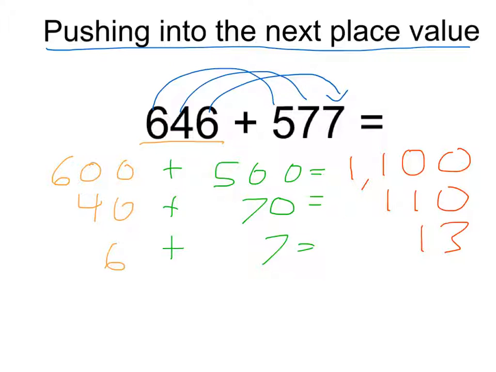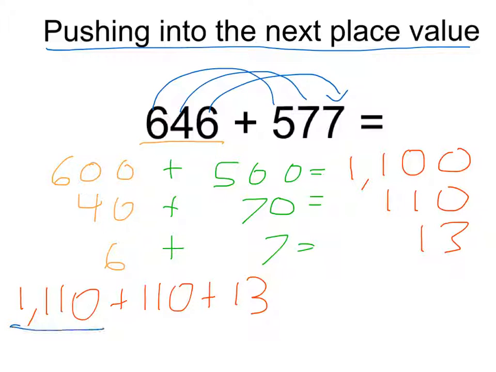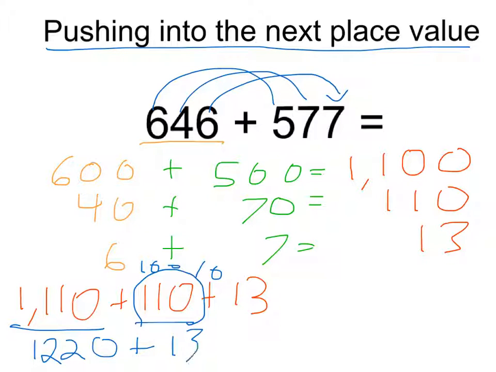Now I have all these numbers I need to add, so I'm going to rewrite them down here. I have 1,100 plus 110 plus 13. Well, let's look at our first one here, 1,100 plus 110. I know that if I split out 110, I get 100 and 10. So if I add 100 to 1,100, I get 1,200, and if I add the 10 over again, I get 1,220. Add the 13, and I get my final answer, 1,233.